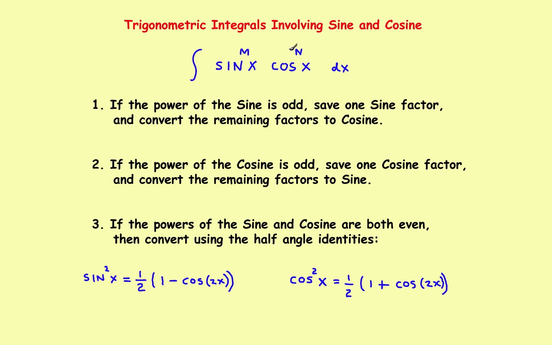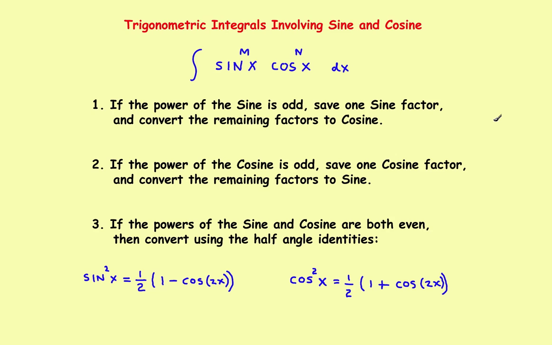Then the second possibility: maybe the cosine is to an odd power. If that's the case, you'll save one cosine factor and convert the remaining factors to sine. And then the third possibility is maybe both the sine and the cosine are to even powers. If that's the case, then you'll convert them using the half angle identities that hopefully you'll remember from your trig days. Again, all this probably doesn't make much sense right now, but we'll run through some examples and show how they all work.